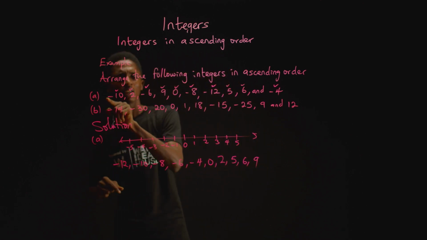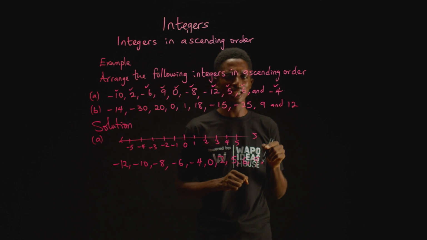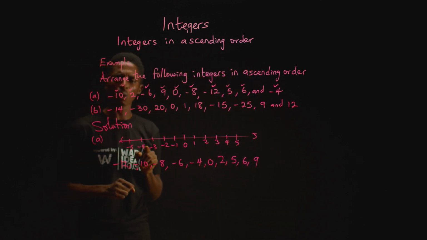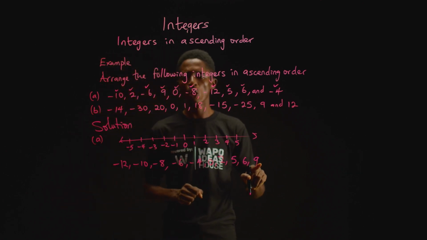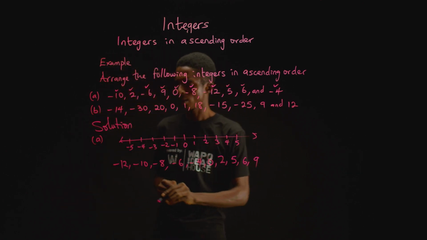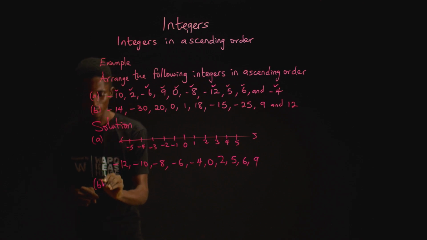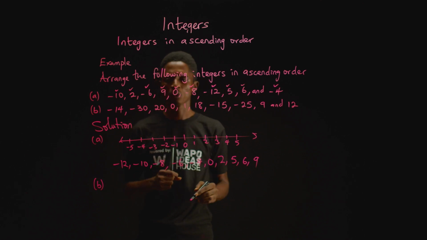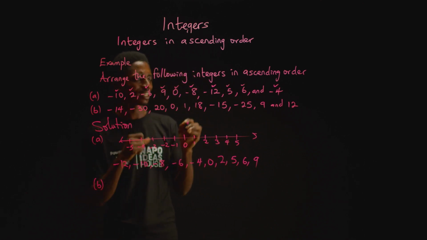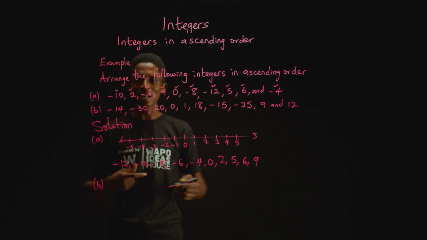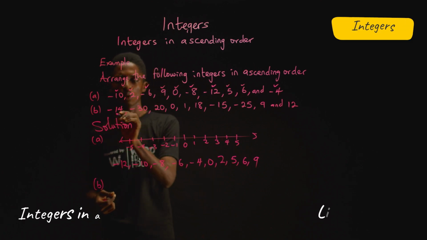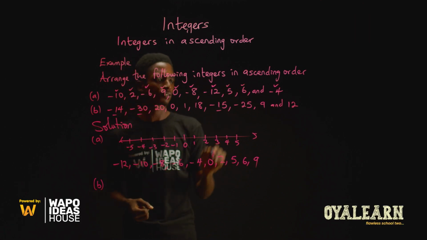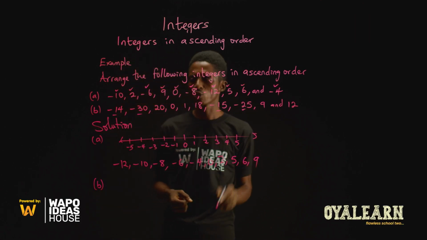That tells us that of all these numbers we have written here, the one with the smallest value is -12, and the one with the biggest value is +9. Let us try that as we arrange the B in ascending order. So quickly, let us identify the smallest number here. Remember, start with your negative integers. We have -14, -30, -15, and -25.